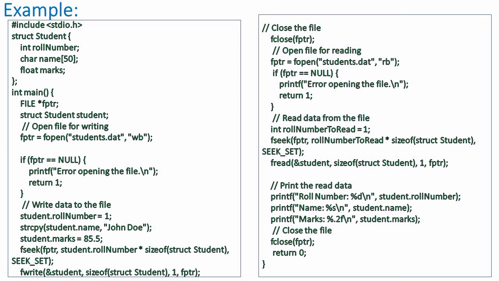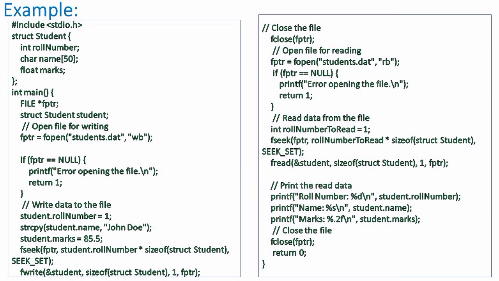Next, example program for writing and reading data from the random access file. This example program contains the necessary header file stdio.h for input-output operations, and a structure called student is defined, which represents a student record. It contains 3 fields: roll number, name, and marks. The main function is the entry point of the program.